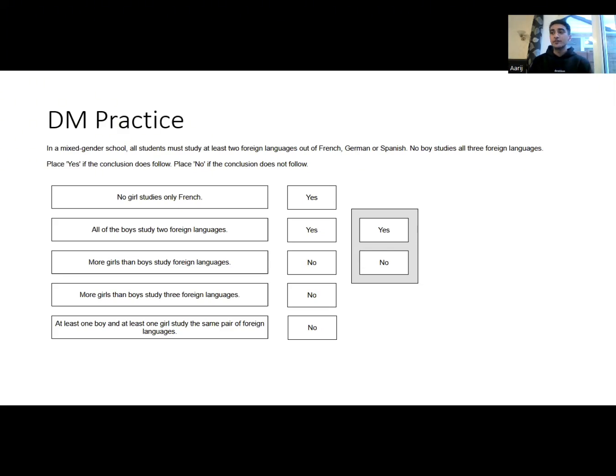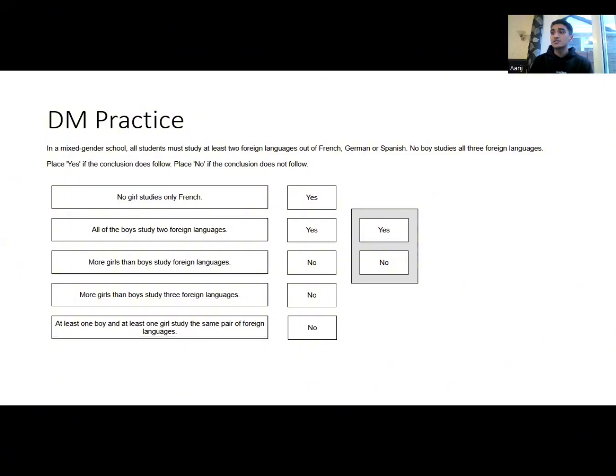So let's deal with the first statement given. It says that no girl studies only French. So the reason I've gone for yes for this is because if you have a look, right at the start, it says all students must study at least 2 foreign languages. So you can't have a case where, whether it's a girl or a boy, that they just study 1 language only. So that's why that is true. So we put yes for that.